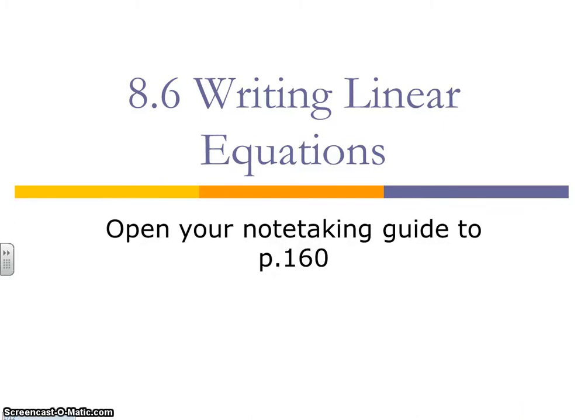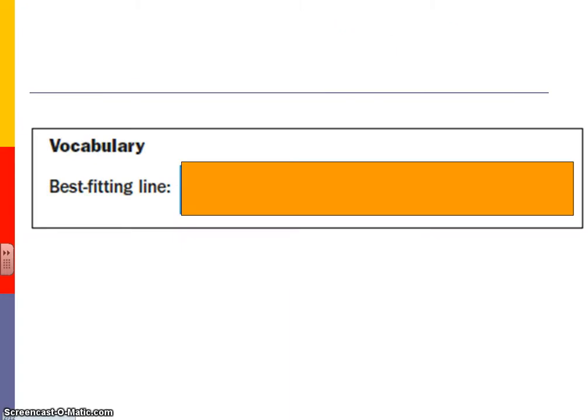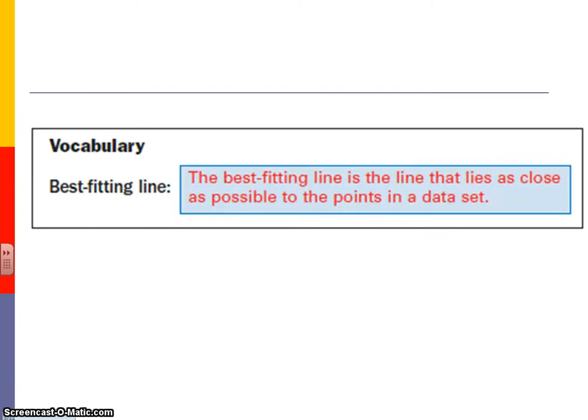8.6, Writing linear equations. Best fitting line. The best fitting line is a line that lies as close as possible to the points in a data set.